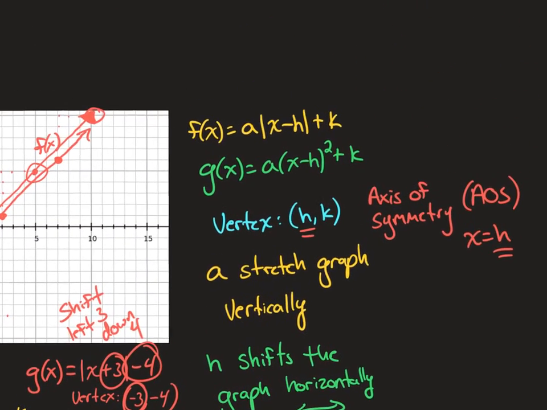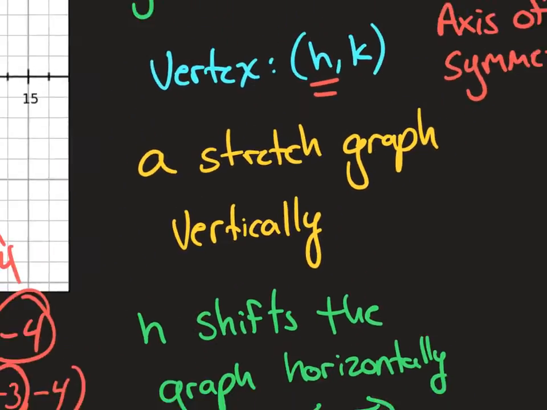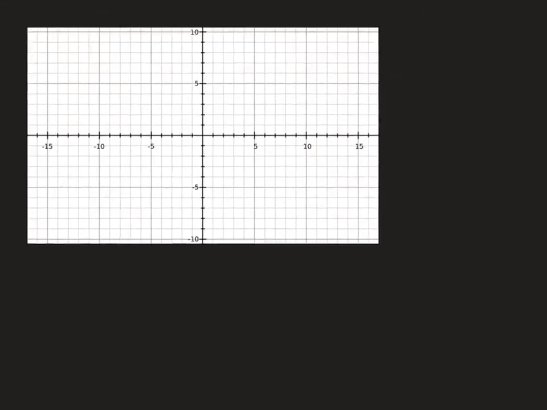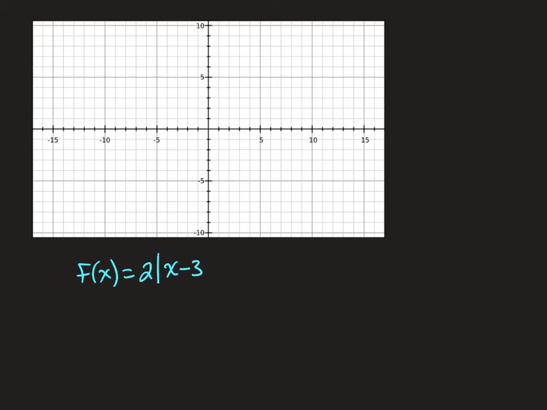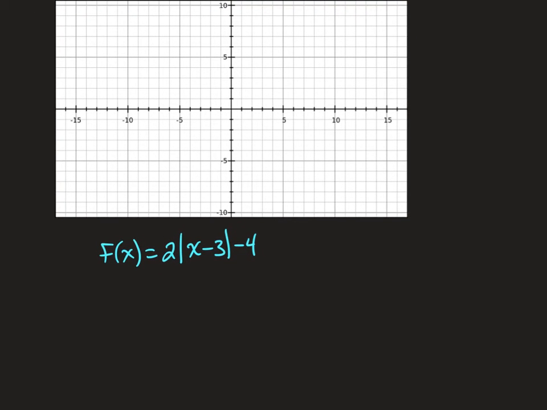So now let's talk about that A. The A stretches the graph vertically. So let's say I had f of x equals 2 times the absolute value of x minus 3, minus 4. So what I want us to think is, we know the parent graph, it goes like this. That first one we drew, the absolute value of x, it goes just like that.